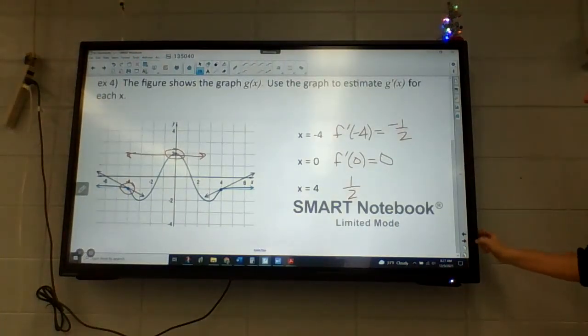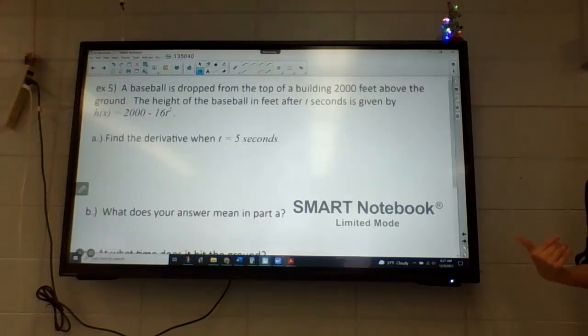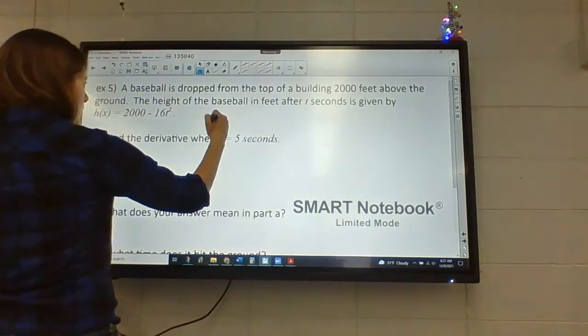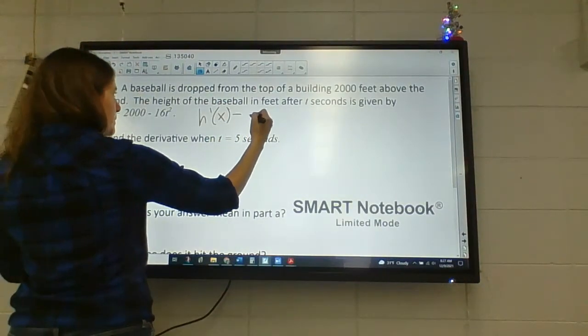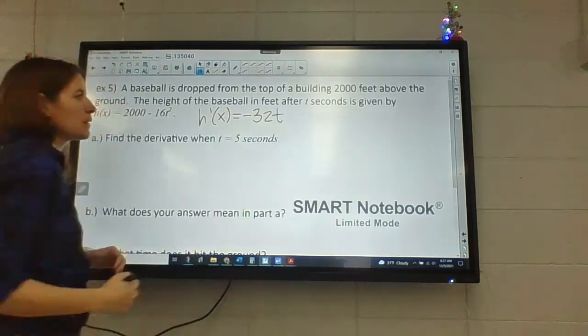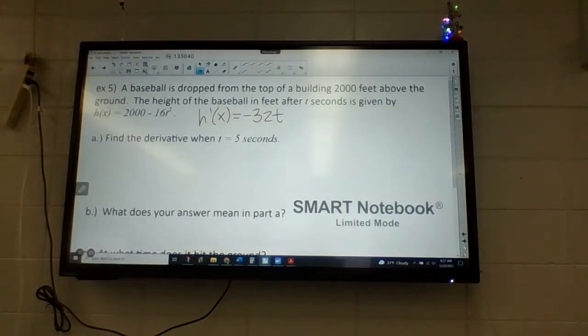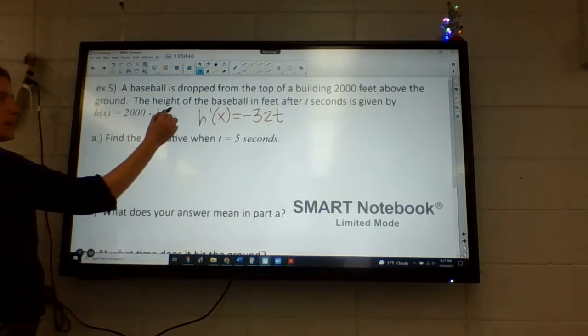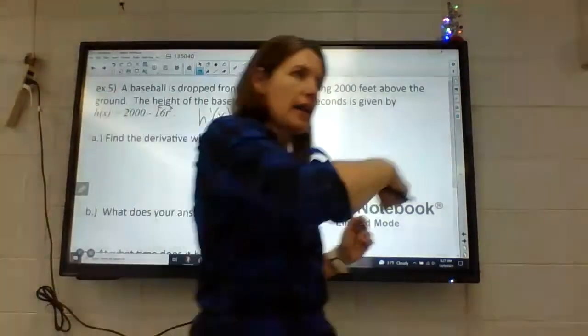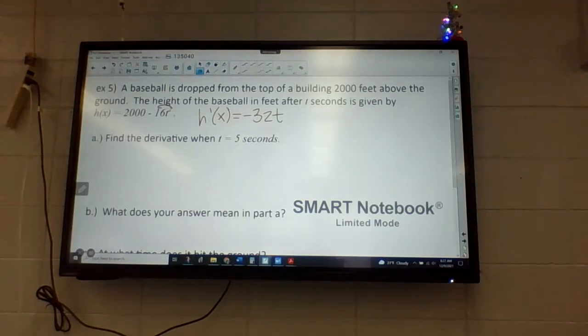So going to our last problem. Talking about the derivative now, 2,000 minus 16t squared is a whole lot easier to work with than the derivative, right? What's our derivative going to be for this? Remember, for the derivative, drop that number in front, multiply it, bring the power down by 1. And then the 2,000 would just cancel. This is our new fast way. We like this.